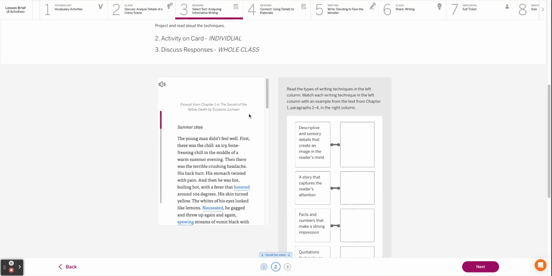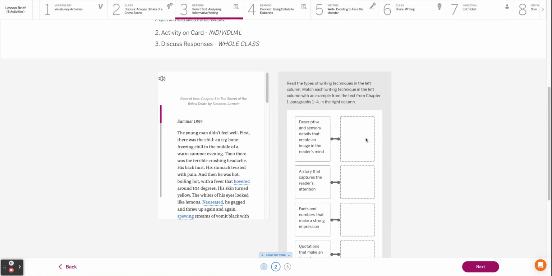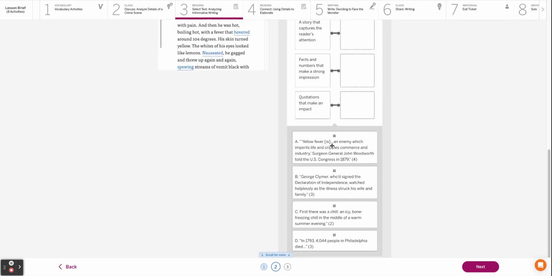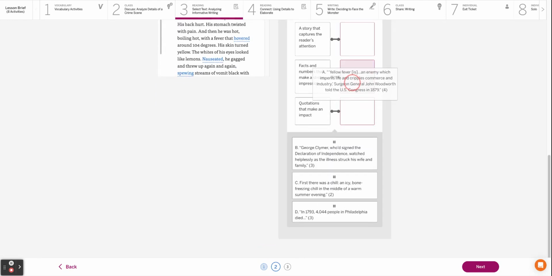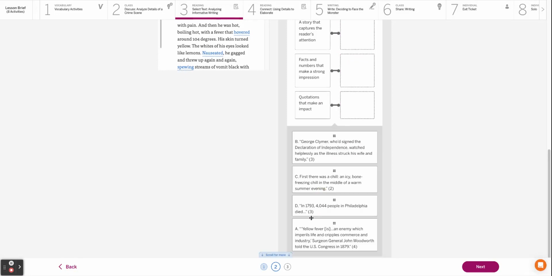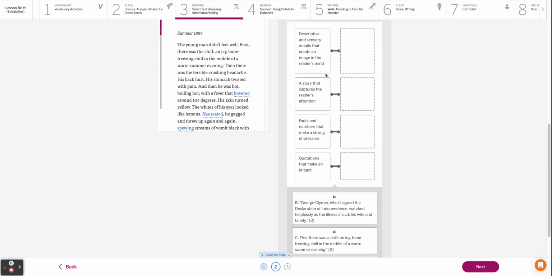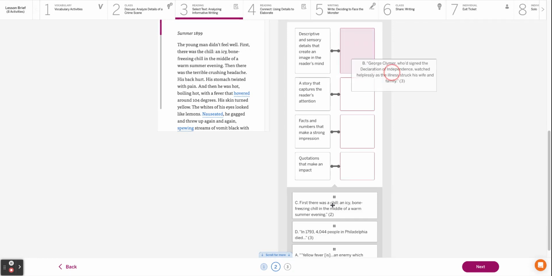So, we're going to reflect on what we read, and you're going to do some matching. This matching, you're going to drag and drop from down here. So if you think A goes here, C goes here, B goes here, etc., you're going to choose which letter goes with descriptive or sensory details, which letter goes with a story that captures your attention. So these are all examples that you're going to drag and drop into the place that you think they fit best.